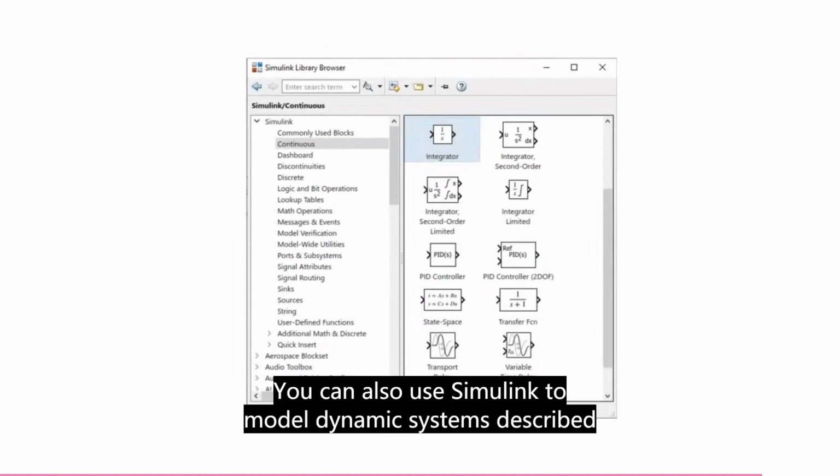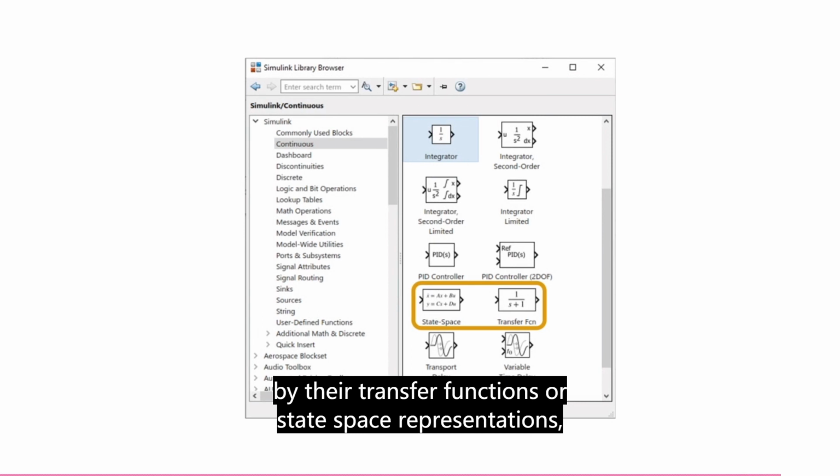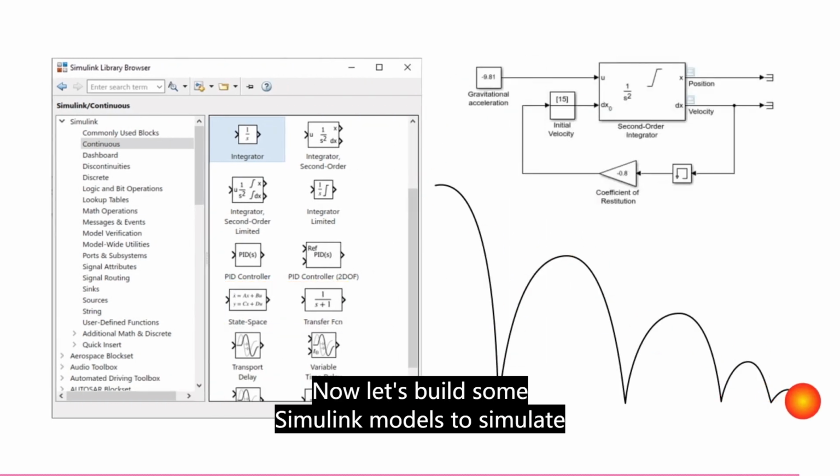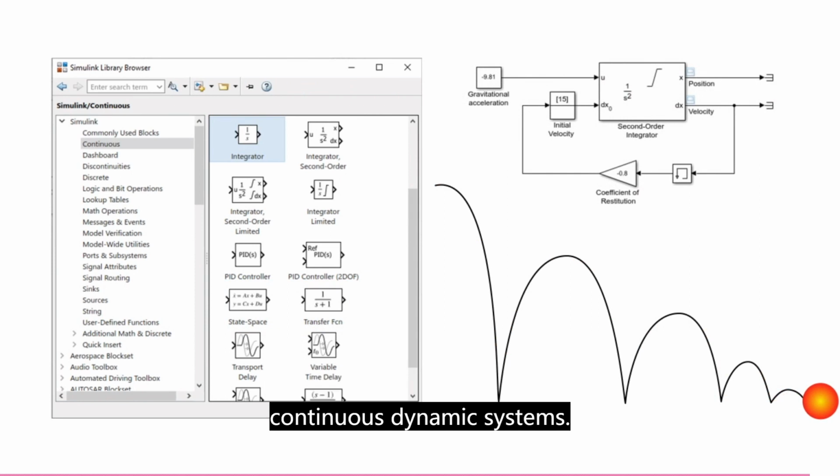You can also use Simulink to model dynamic systems described by their transfer functions or state space representations, as well as systems that have physical boundaries. Now, let's build some Simulink models to simulate continuous dynamic systems.